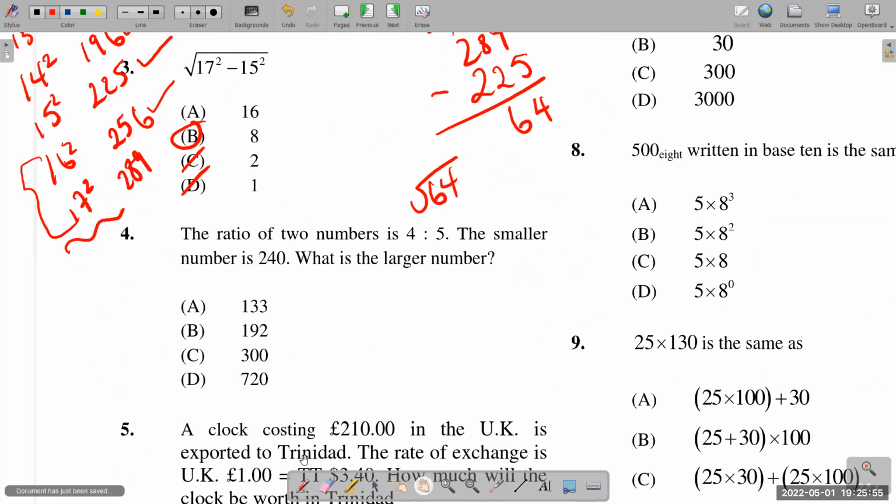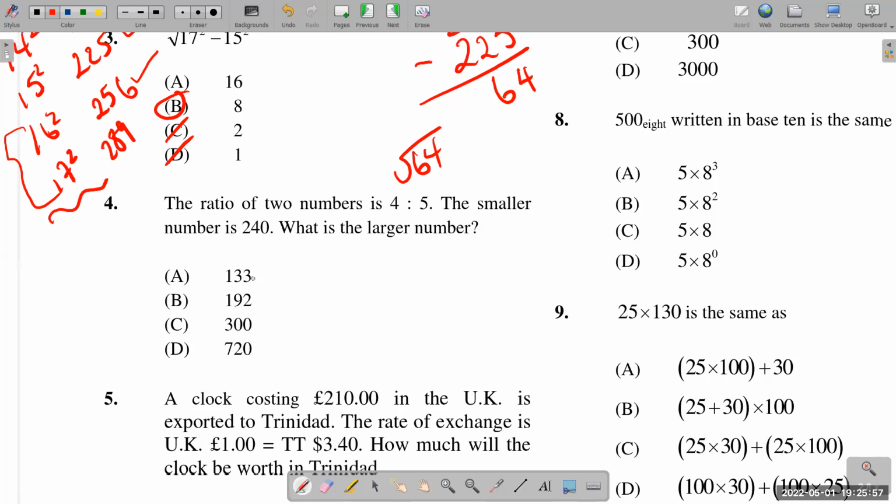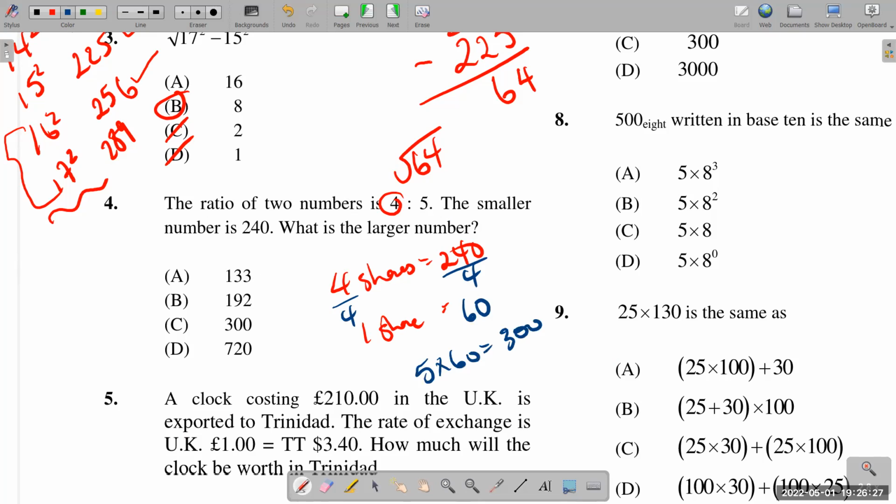All right, let's go. We did this one already. The ratio of two numbers is 4 to 5. The smaller number is 240. So for the smaller, we equate them: 4 shares is equal to 240. So 1 share, we divide by 4 on both sides. So 1 share is 60. What is the larger number? The larger number is 5 shares. So it's going to be 5 times 60, which is 300.